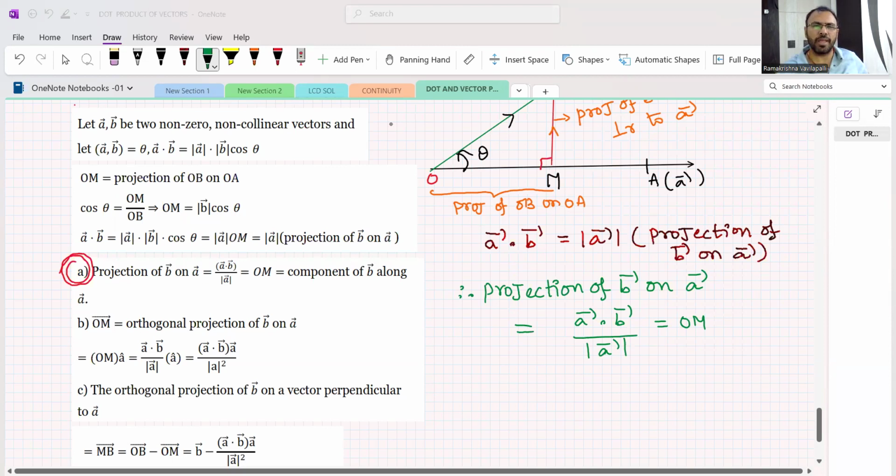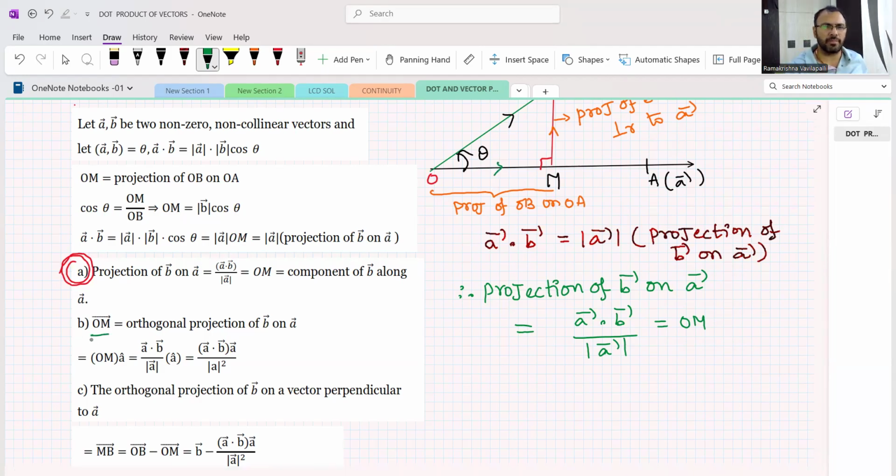Now, what do you call this OM bar vector? This is known as a vector component. OM bar is nothing but the orthogonal projection of B bar on A bar. OM bar lies along A bar, so it is equal to OM into the unit vector A cap, that is A bar dot B bar by mod A bar into A cap. A cap is nothing but A bar by mod A bar. So it is A bar dot B bar into A bar by mod A square.